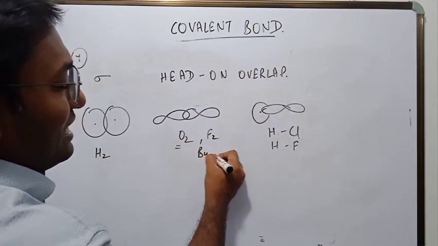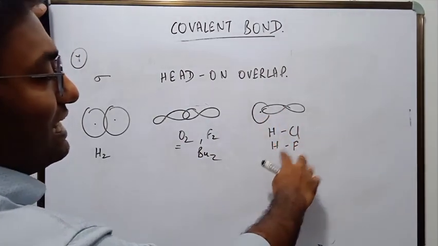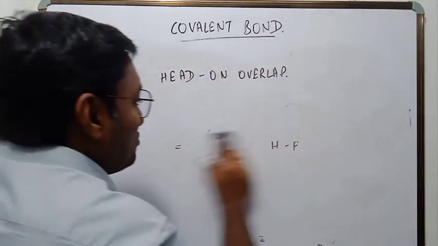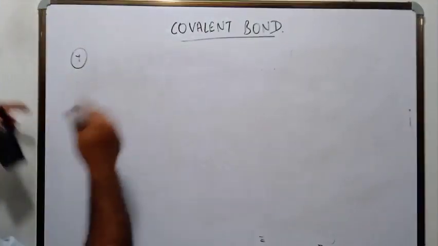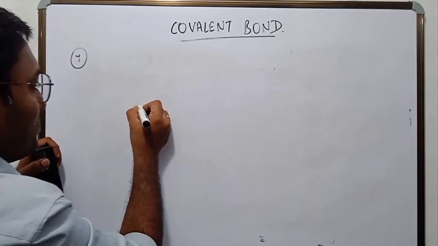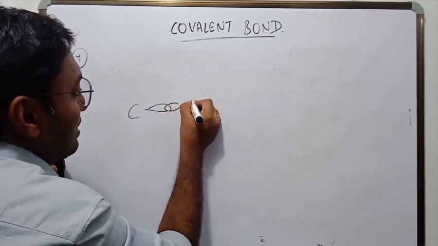It can be between s and p orbital, for example HCl and HF. It can also be between this thing, right?